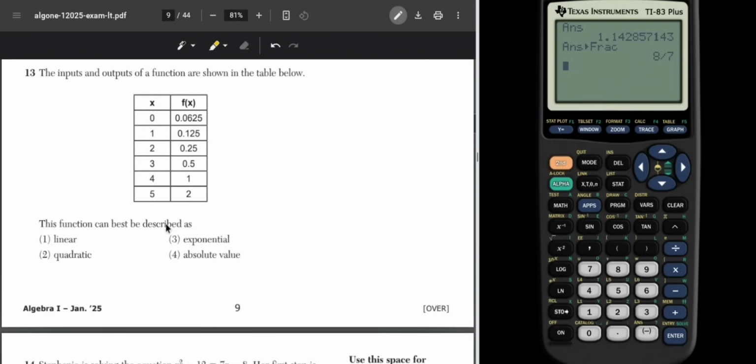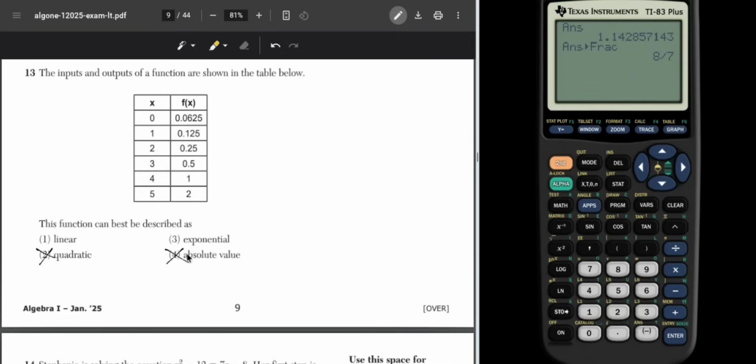Question 13 says, the inputs and outputs of a function are shown in the table below. The function can be best described as. So the first thing I'm going to do is eliminate quadratic, because if you see a table of points and you don't see kind of a rainbow effect where there's the vertex and then the next 2 points are the same and the next 2 points are the same, that really can't be quadratic. I'm going to show you what that looks like in another question. And then also absolute value, I'm going to eliminate that as well.